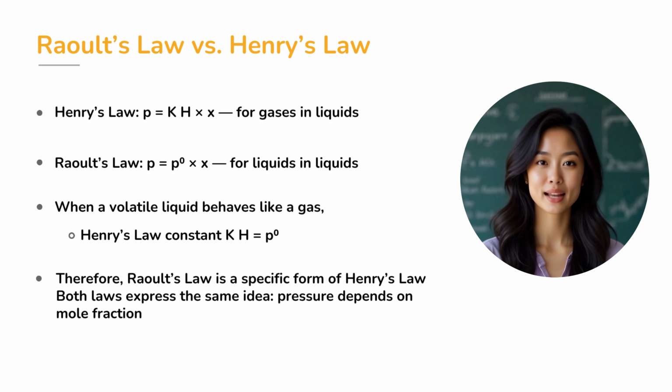Let's compare Raoult's law and Henry's law. Henry's law states P equals Kh times X, where P is partial pressure of a gas, X is mole fraction of gas in solution, and Kh is Henry's law constant. On the other hand, Raoult's law is expressed as P equals P0 times X. So, if we treat a volatile liquid as a gas over a liquid solution, we see that Kh equals P0. This means Raoult's law is a special case of Henry's law, applicable when the gas is actually a volatile liquid component.